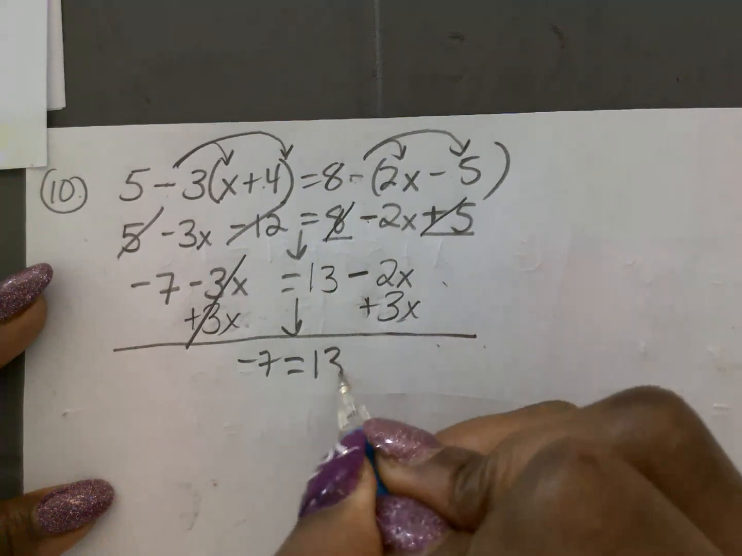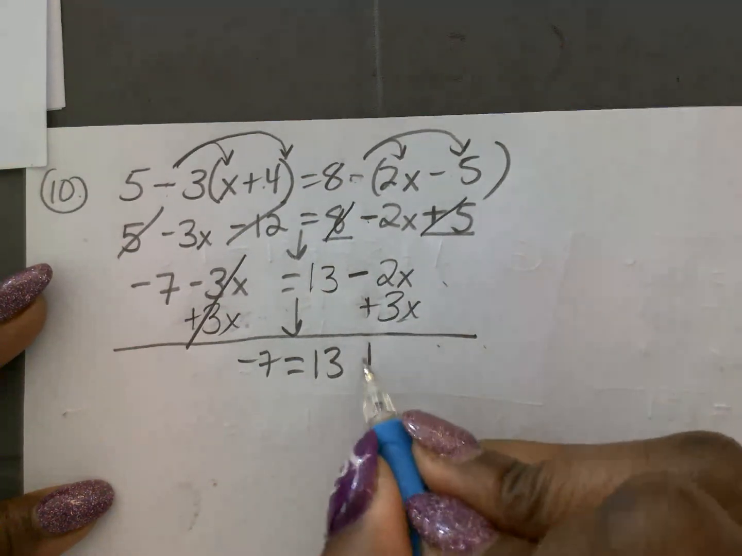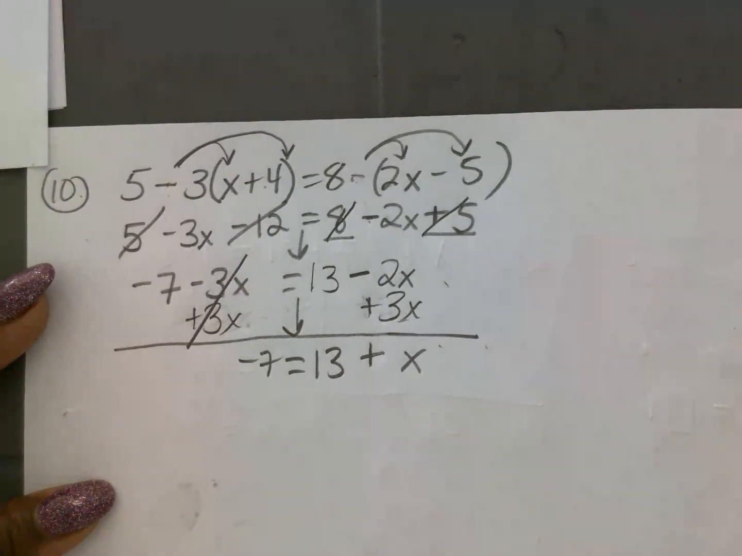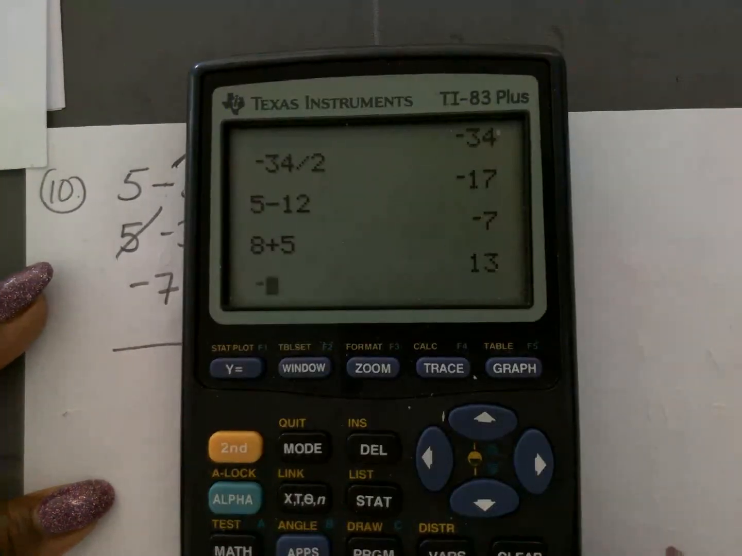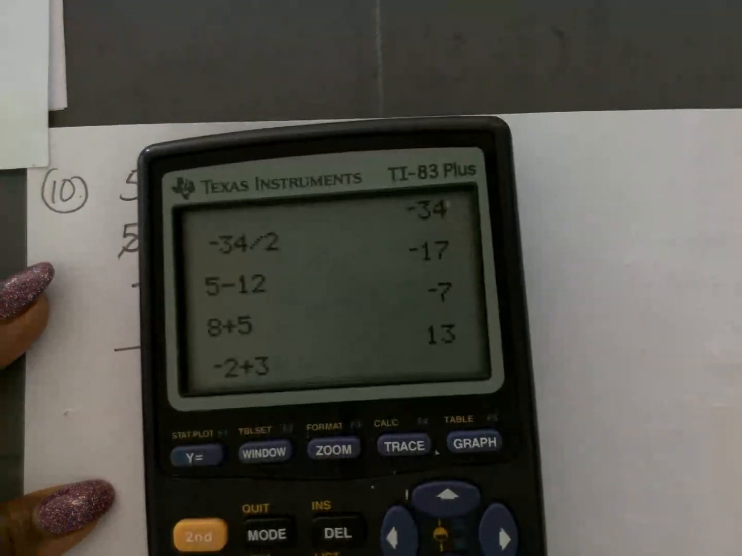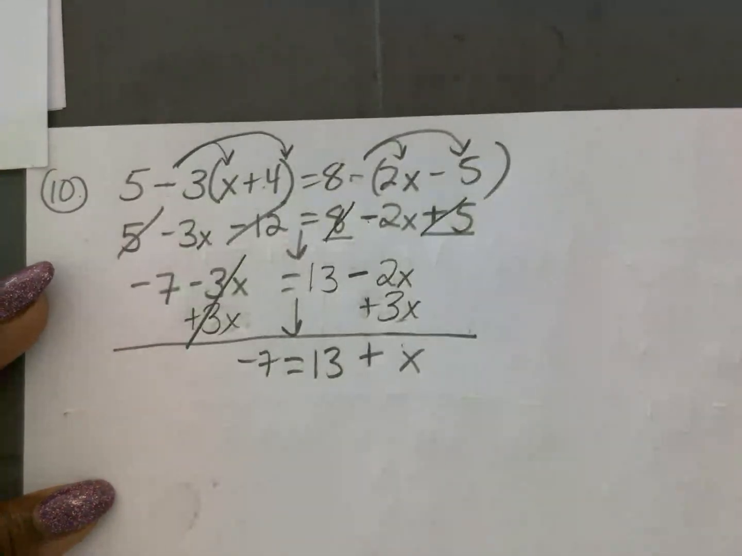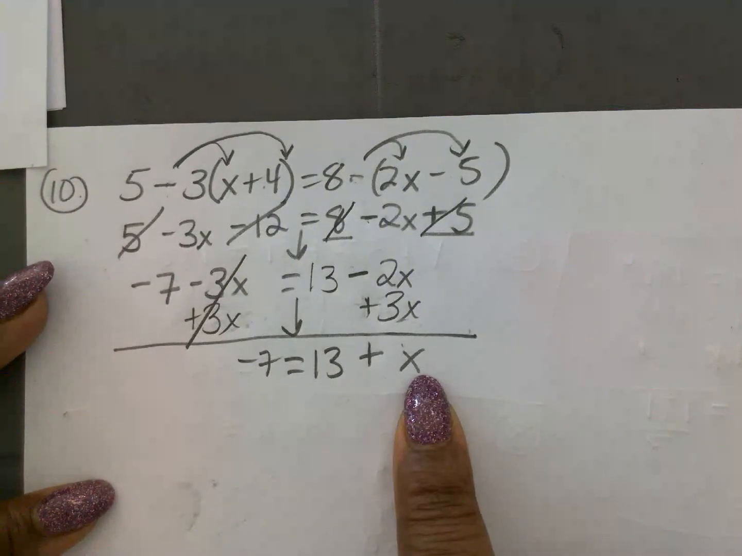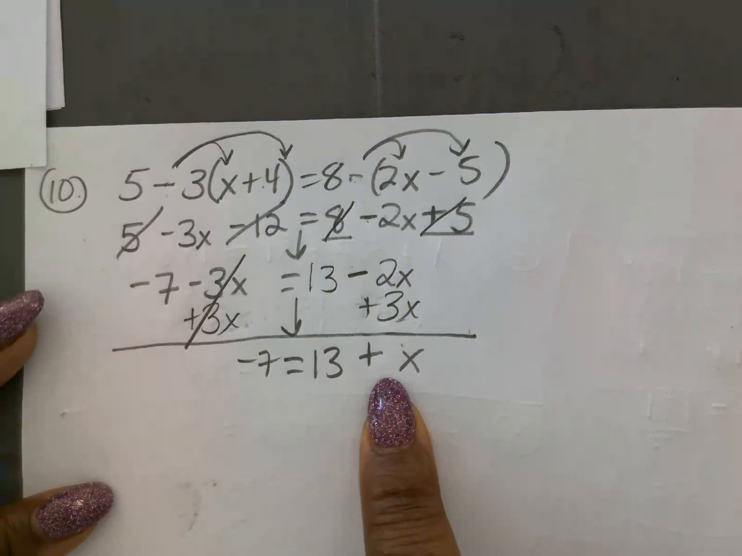This gives you 13, and this gives you a positive 1x. If you forget, you type it in as -2 plus 3. See, that gives you a positive 1. So positive 1x. You don't have to put the 1 in front of the x.